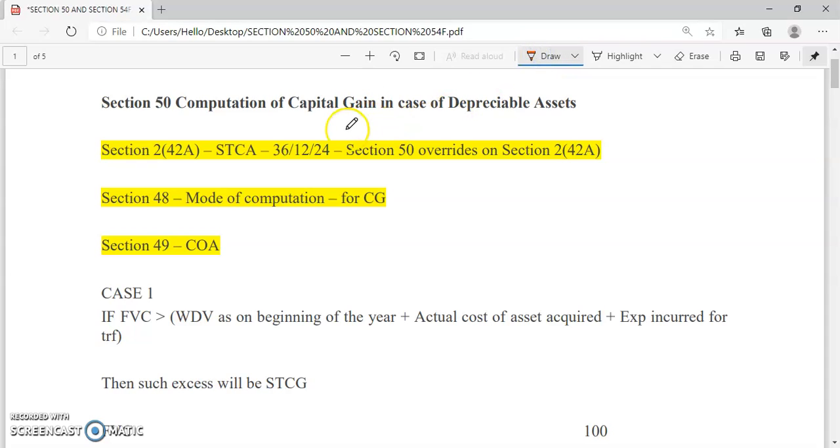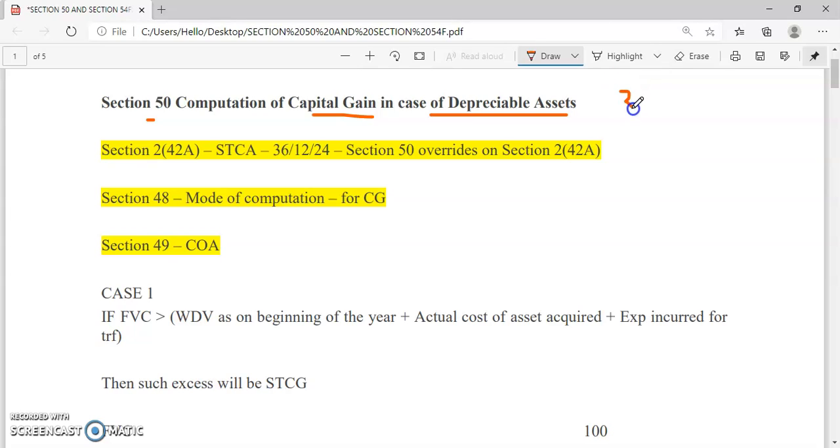Hello friends, today we are going to discuss Section 50 of the Income Tax Act, 1961. Section 50 of the Income Tax Act talks about the computation of capital gain in case of a depreciable asset. Friends, in case of a depreciable asset, whatever the actual cost at the time of purchase, you can claim the depreciation as per the rate prescribed under the Income Tax Act.